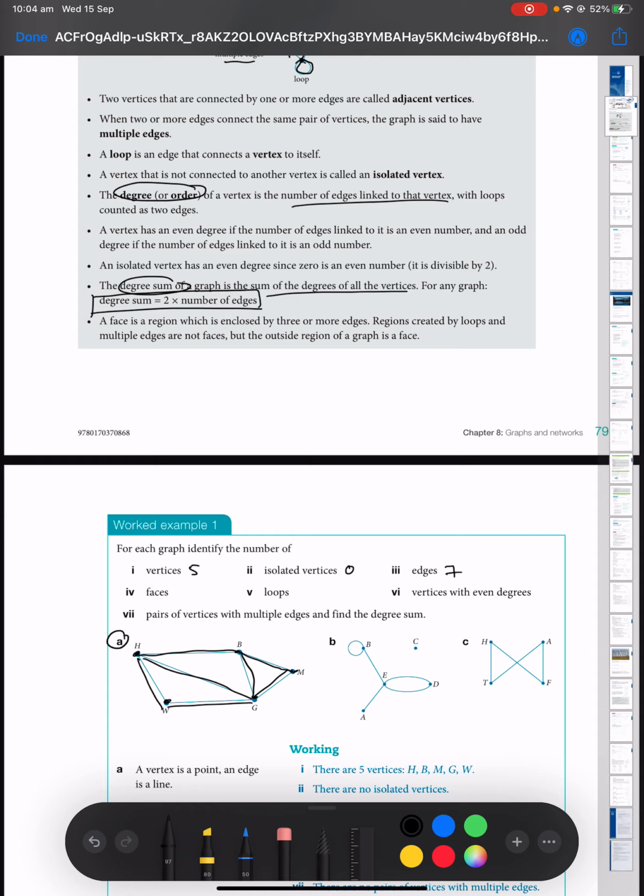Faces, we've got 1 face, 2 faces, 3 faces, and remember the outside is also a face, so that'll be 4 faces. Loops, well, we don't have any loops because a loop is like this one in part B, so 0 loops. And vertices with even degrees, so we've got to look at the degrees of each of them. So let's look at each vertex and see how many degrees it has. So vertex H has 1, 2, 3.